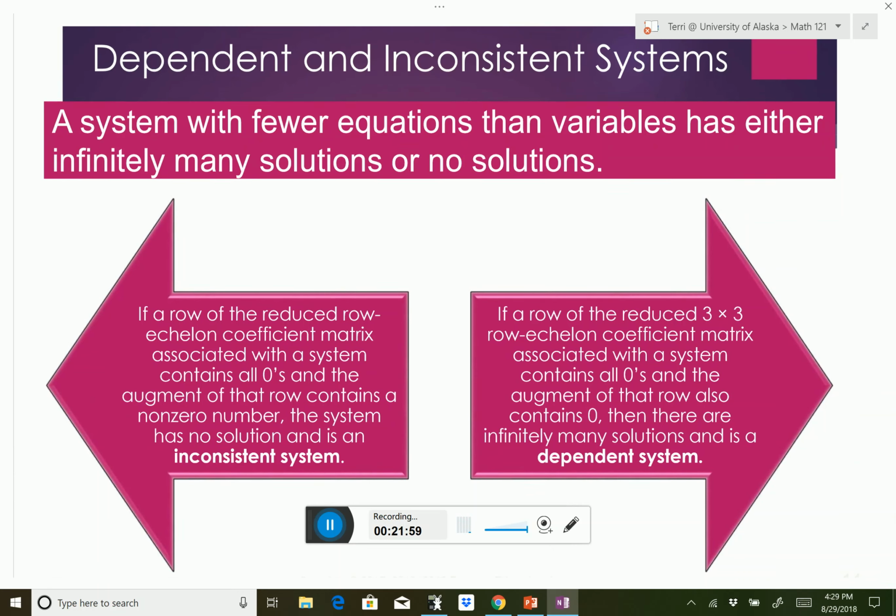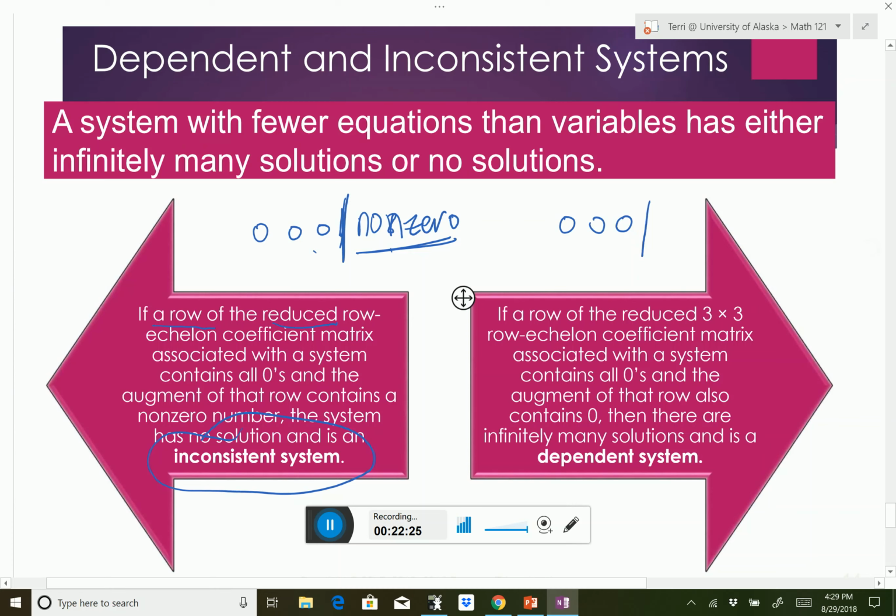So if one of the rows of your reduced row echelon form has all zeros on the coefficient side and a non-zero number over here, then you have an inconsistent system because you're trying to say that 0 equals something else, and it doesn't. If you have 0, 0, 0 on the coefficient side and another 0 over here, that means you have infinitely many solutions. You have a dependent system, and you must, again, give the general solution. That's very, very important.